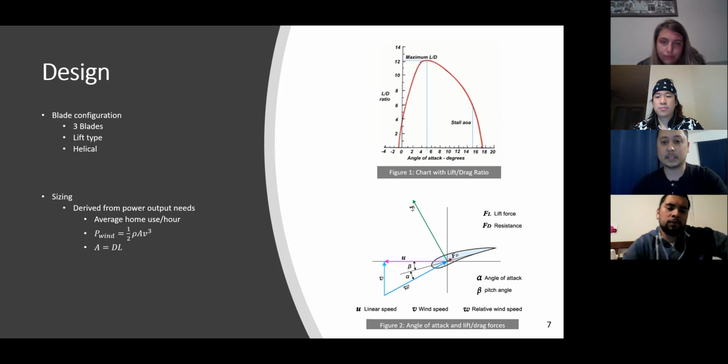To find the sizing, we basically work backwards. We started by determining the average power usage by a typical household. Then we use the power output equation and solve for the swept area. From that, we establish a proper diameter and blade length. All the other components were sized to accommodate a sturdy structure, which we will discuss later in the results. So now I will discuss the innovation.